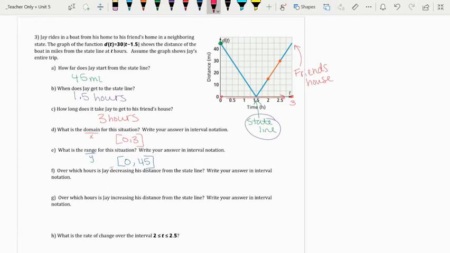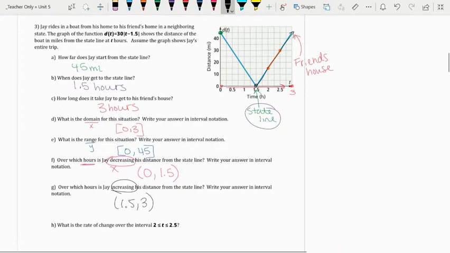Over which hours is he decreasing? So again, hours decreasing, we are talking x values here always, and you're always going to use parentheses. So we want to think decreasing. Well, it's decreasing over here. So that's going to be when your x values are 0 to 1.5. Then we would be increasing on the other portion of it. So at 1.5 all the way to 3, we would be increasing. And again, big thing, remember that those are x values.